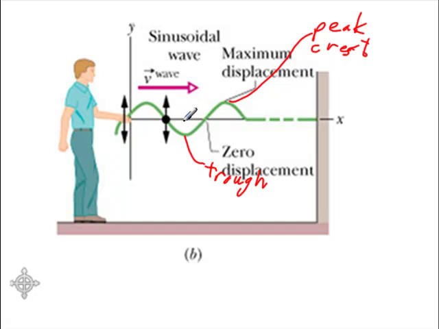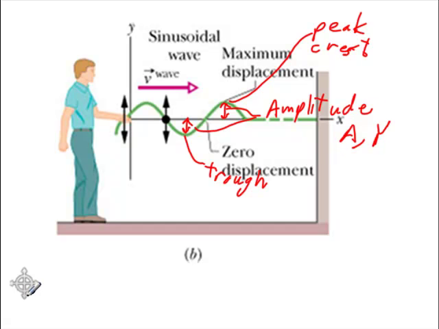The distance from zero displacement either to the top, the crest, or from zero to the trough, either one of those is known as the amplitude, and amplitude is written with a capital A, or a capital letter representing whatever variable is changing. So in this case, we're moving in the y direction, so we would use a capital Y.